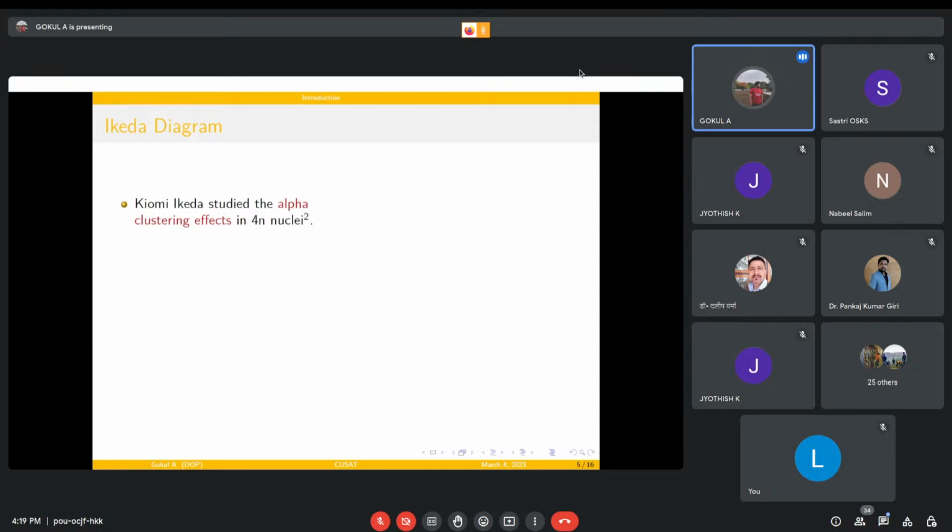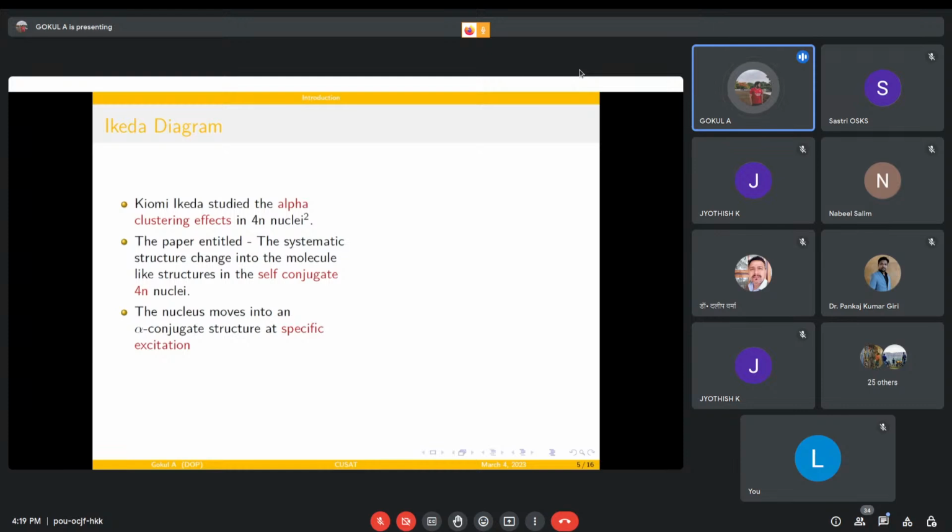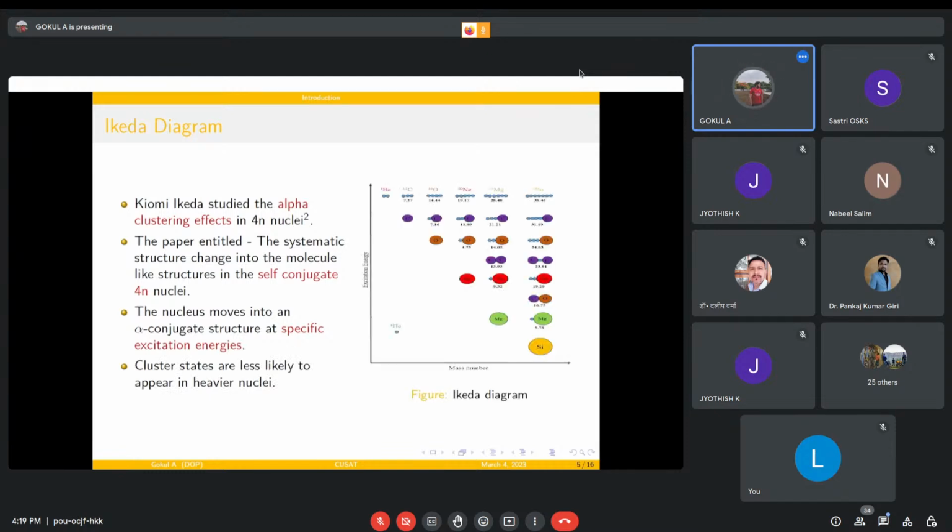It was Ikeda in 1968 who popularized this idea of clustering. He studied the alpha clustering effects in four-n nuclei. His paper, entitled "The Systematic Structure Changes into the Molecular Light Structures, the Self-Conjugate 4n Nuclei," discussed this. He said the atomic nucleus moves into an alpha conjugate structure at specific excitation energies, and he simplified these results in a diagram called the Ikeda diagram.